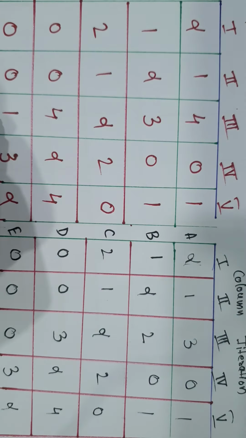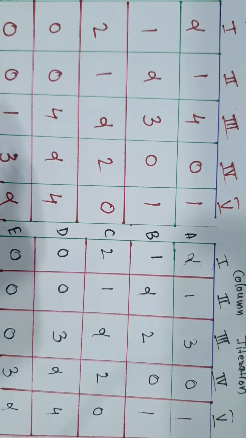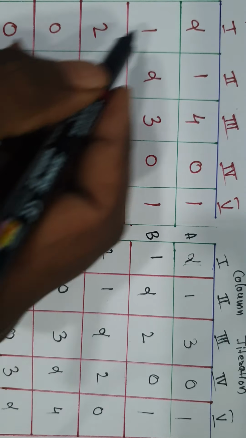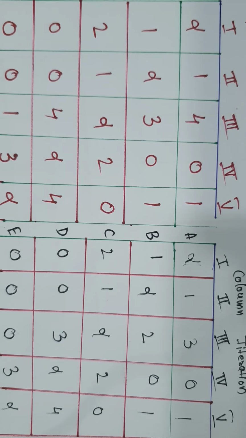In this column all numbers are there, so which one is the least? The least one is 1. 4 minus 1, 3 minus 1, 4 minus 1. Here 0 is there: 1, alpha, 1, 0, 0. Here also 0 is there: alpha, 1, 2, 0, 0. So like this you have to find it. This one is known as the row iteration.